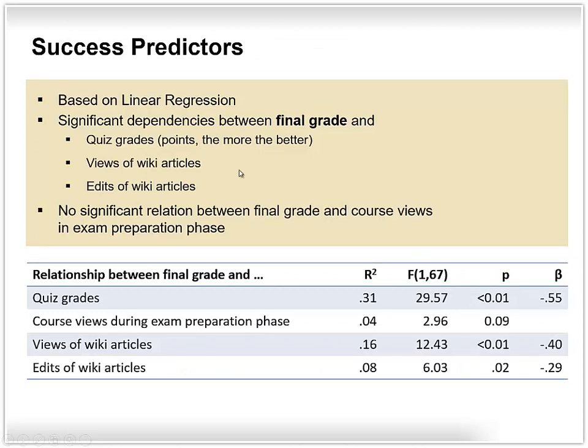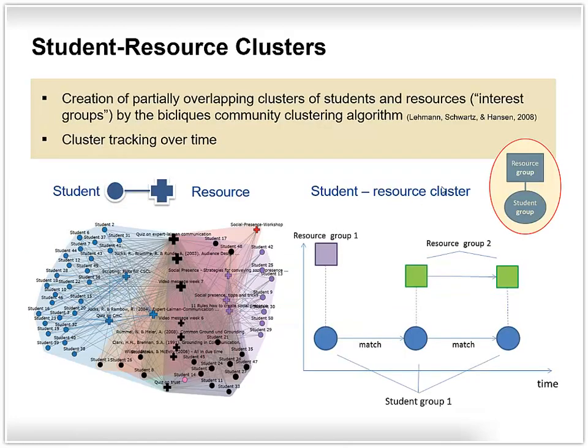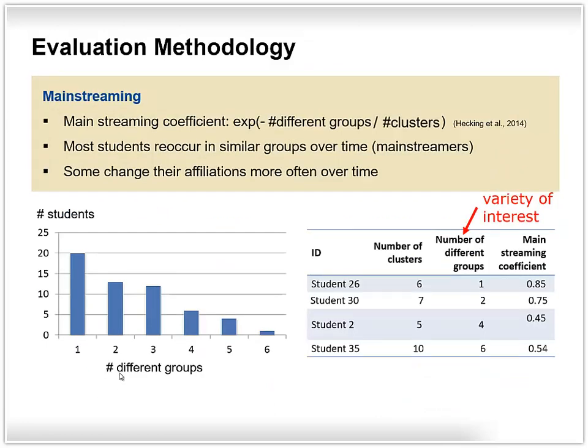And for the success predictors, we can say that based on a linear regression analysis, indeed the quiz grades and the views of wiki articles, also the edits of wiki articles, were significant predictors for success, whereas just the course views was not. Now we come to this bi-click analysis in the same way that we have seen on the data of my master course. And here we have defined this mainstreaming coefficient in the following way.